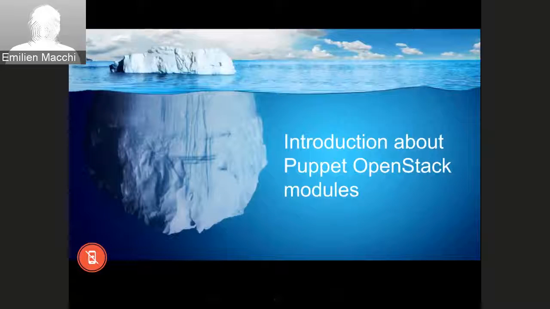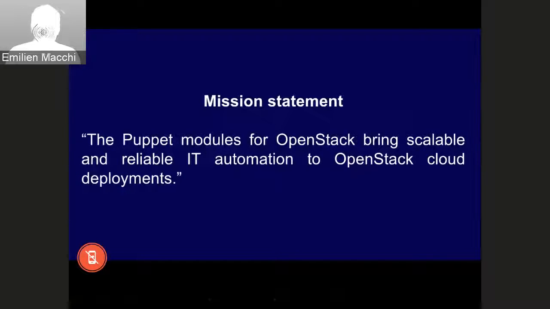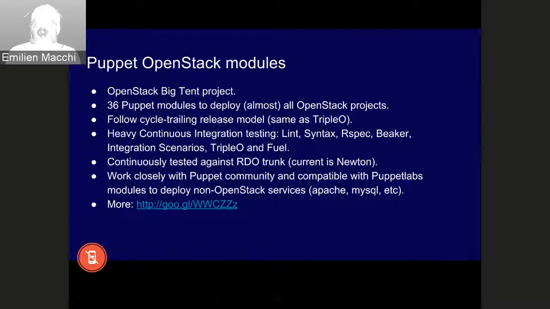Okay, so let's make an introduction about the Puppet modules. The mission statement is actually very straightforward. We try to bring scalable and reliable IT automation to OpenStack cloud deployments. What it means is that we have a lot of Puppet modules, actually 36 Puppet modules, to deploy almost all the OpenStack projects. So we have modules for Nova, Keystone, but we also have modules for projects like Watcher or Octavia, some projects that maybe you don't know.